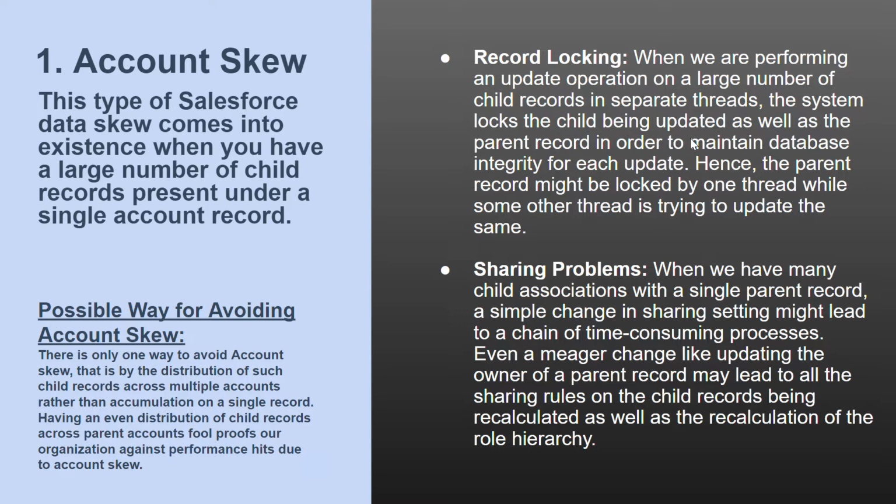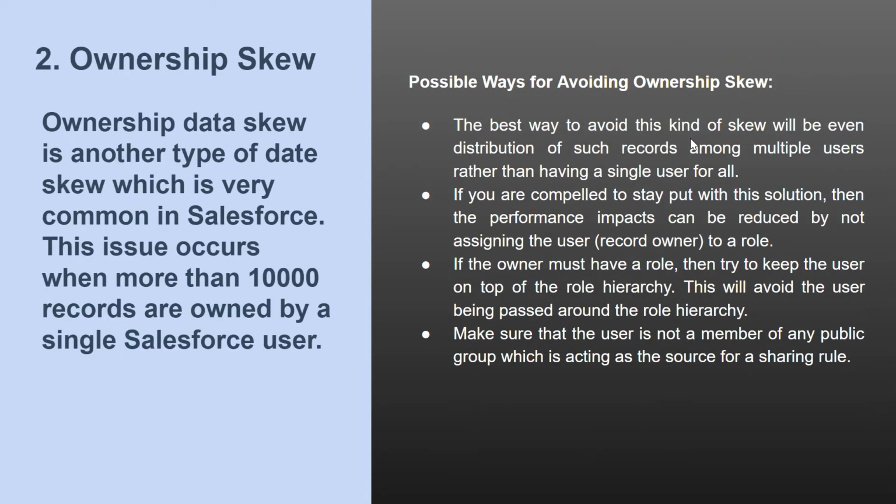How can we avoid this? We can avoid this by distributing child records across multiple accounts rather than accumulating them on a single record. Having an even distribution of child records across parent accounts foolproofs our organization against performance hits due to account skew. Okay, so the next type is ownership skew.